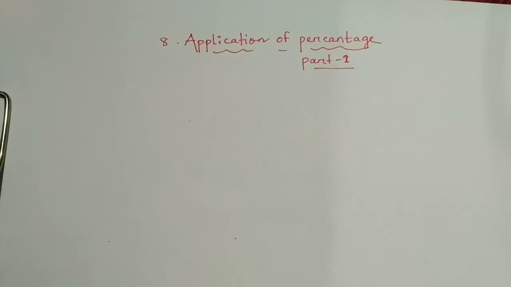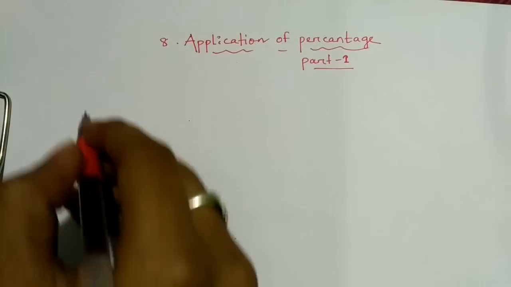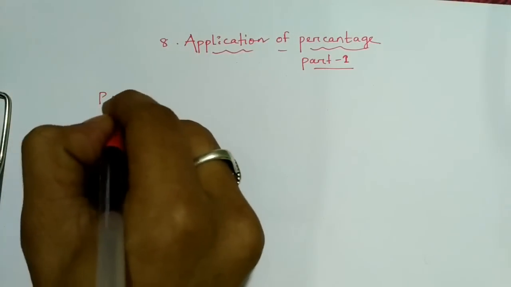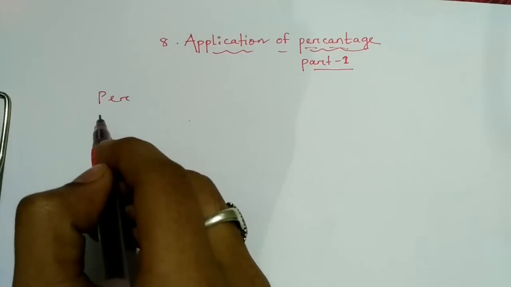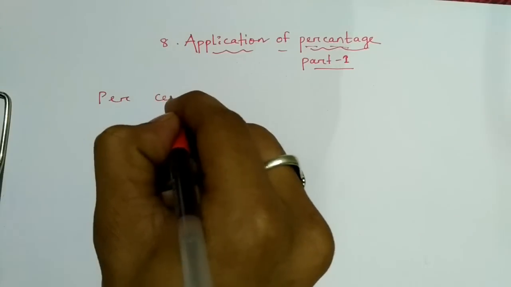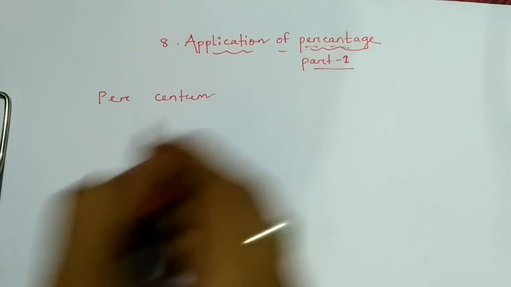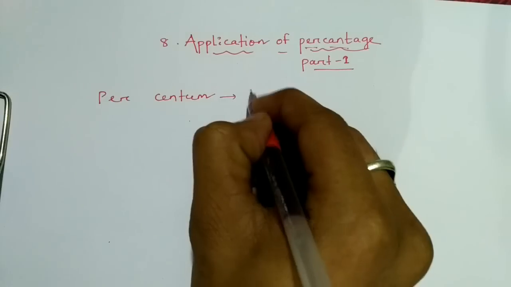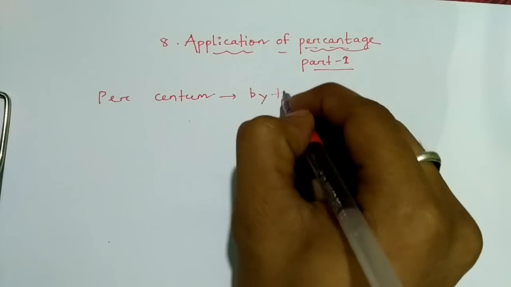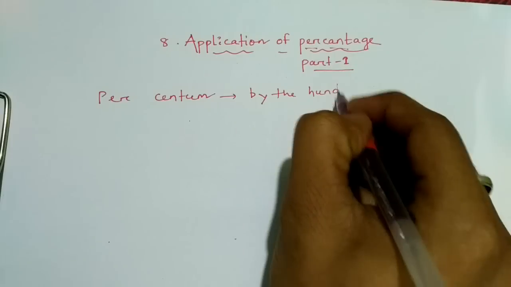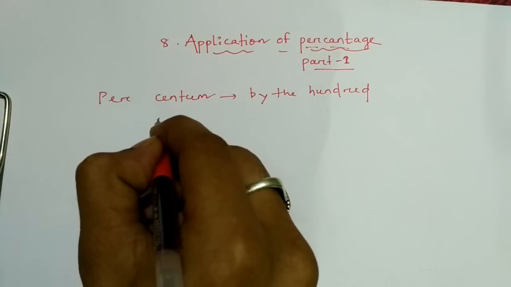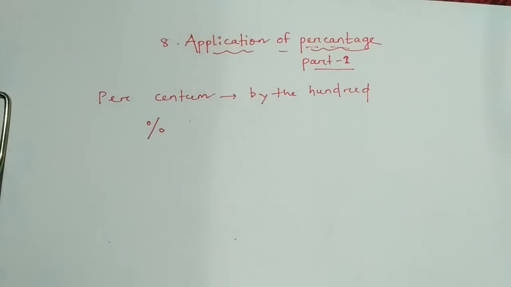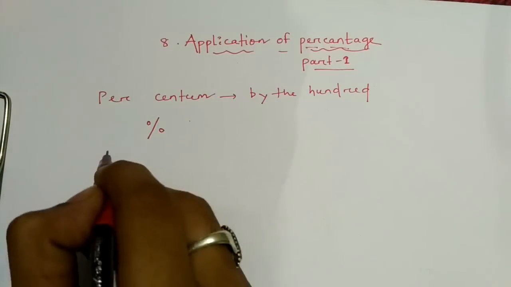So friends, first thing we have to know is what percentage actually is. Percent means per cent. It is actually derived from a Latin phrase, per centum, which means by the hundred. And percentage is always written with its symbol, the percentage symbol.